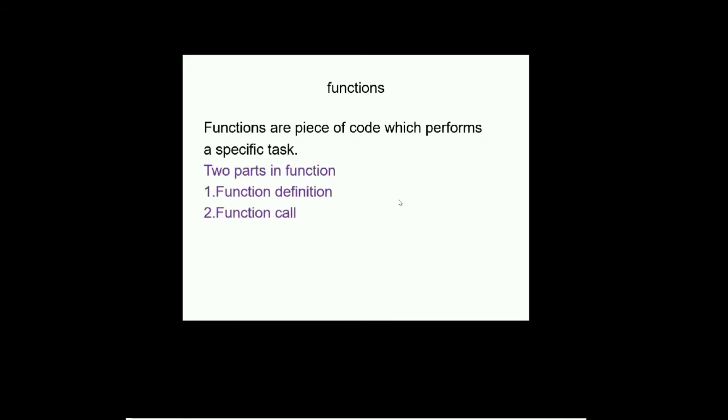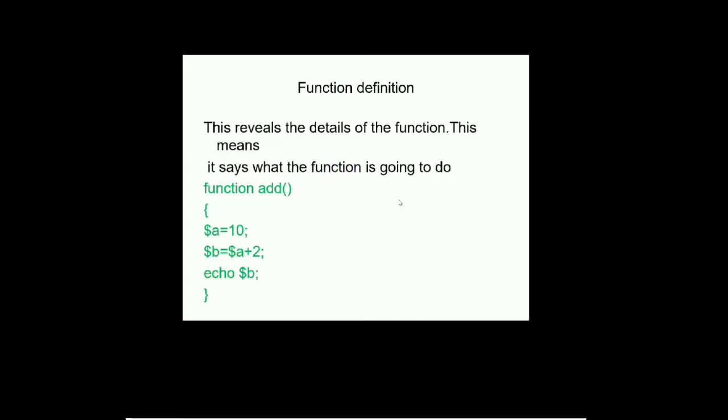So these are the two major parts. One is called function definition. What is meant by function definition? If I say what a function is going to do, that is the definition of a function. If I call a function from outside of the function, it is called a function call. So these are the two major parts of functions: the function definition and the function call. Here I have incorporated a code snippet. Can anyone tell me whether this is a function definition or a function call?